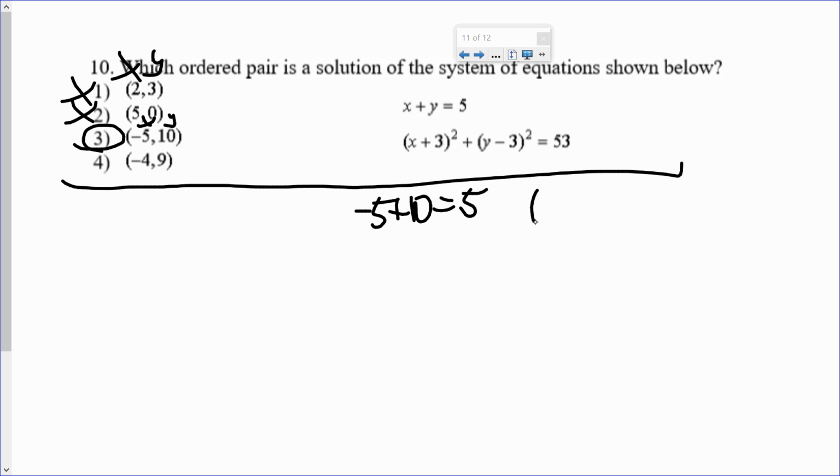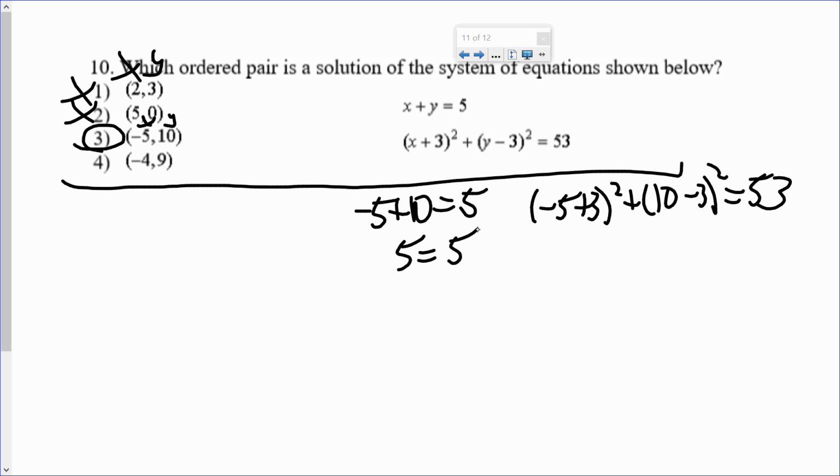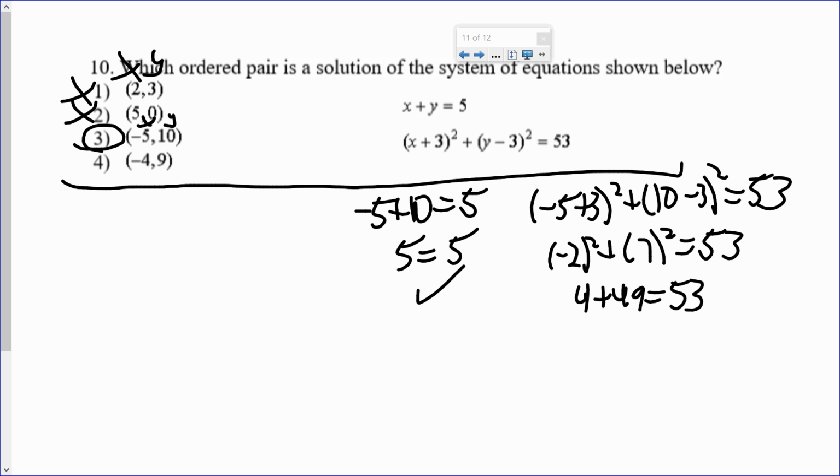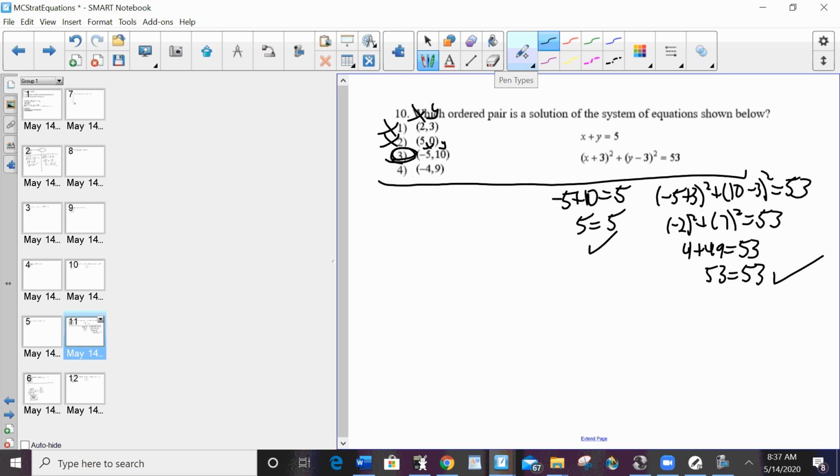The bottom equation is -5 plus 3 squared plus 10 minus 3 squared equals 53. That's 5 equals 5. This is -2 squared plus 7 squared equals 53. That's 4 plus 49 equals 53. 53 equals 53. It works in both. That's your answer. If I did choices 1 and 2, then both equations wouldn't work out. So that's multiple choice strategy with equations.